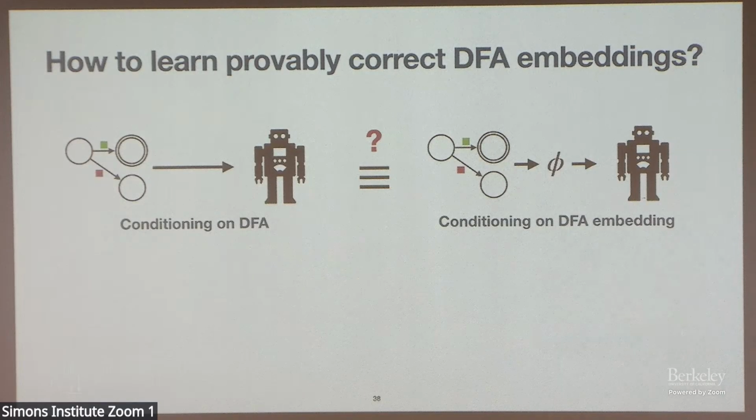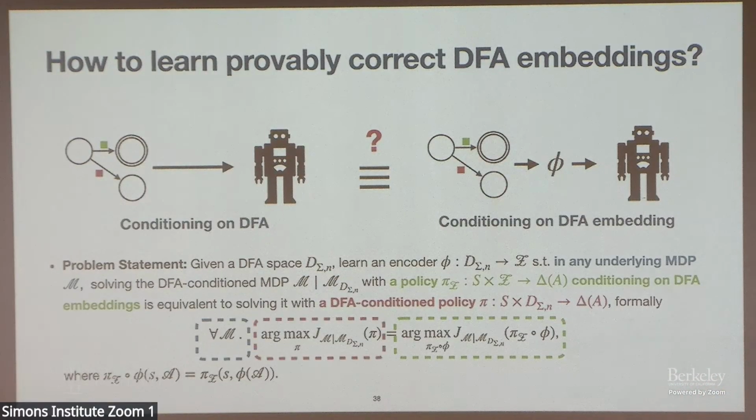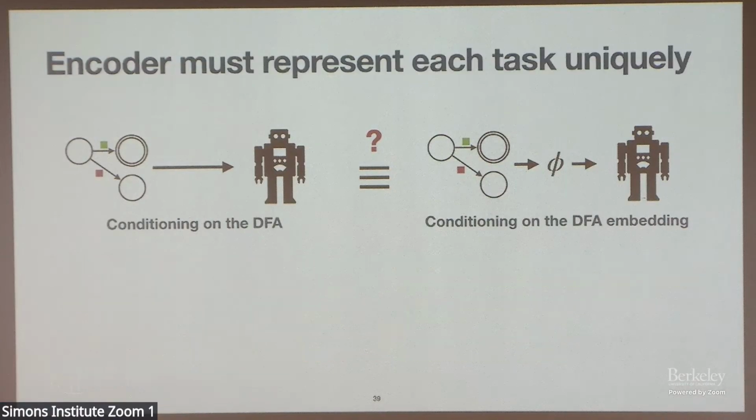Are these equivalent problems? Formally, given a DFA space, we want to learn an encoder phi such that in any underlying MDP M, solving the DFA-conditioned MDP, the cascade composition with a policy pi z, so this part, is equivalent to solving it with a DFA-conditioned policy pi, conditioning on the actual DFAs themselves. If these are equivalent, I can just pass them through my phi and everything would be okay. Any guarantee that I have for the left-hand side would directly translate to the right-hand side.